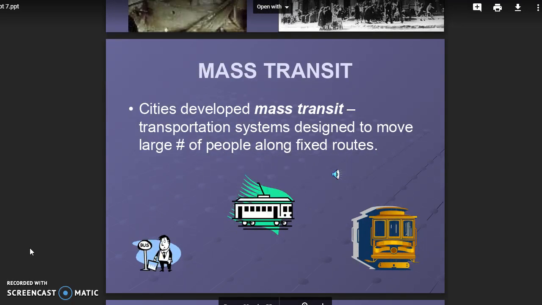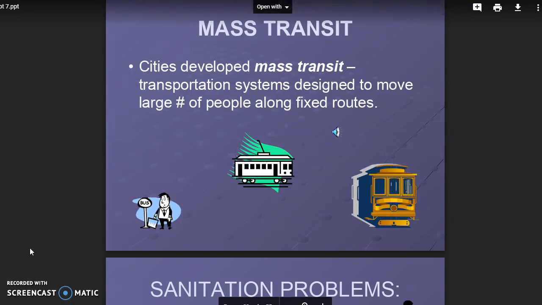Mass transit. Question number 17 is asking, describe mass transit and its purpose. Mass transit, cities developed it because it was designed to move large numbers of people along fixed routes. So you can go ahead and write that down. Describe mass transit. And what was the purpose? It was a transportation system to aid in moving large numbers of people around the city.